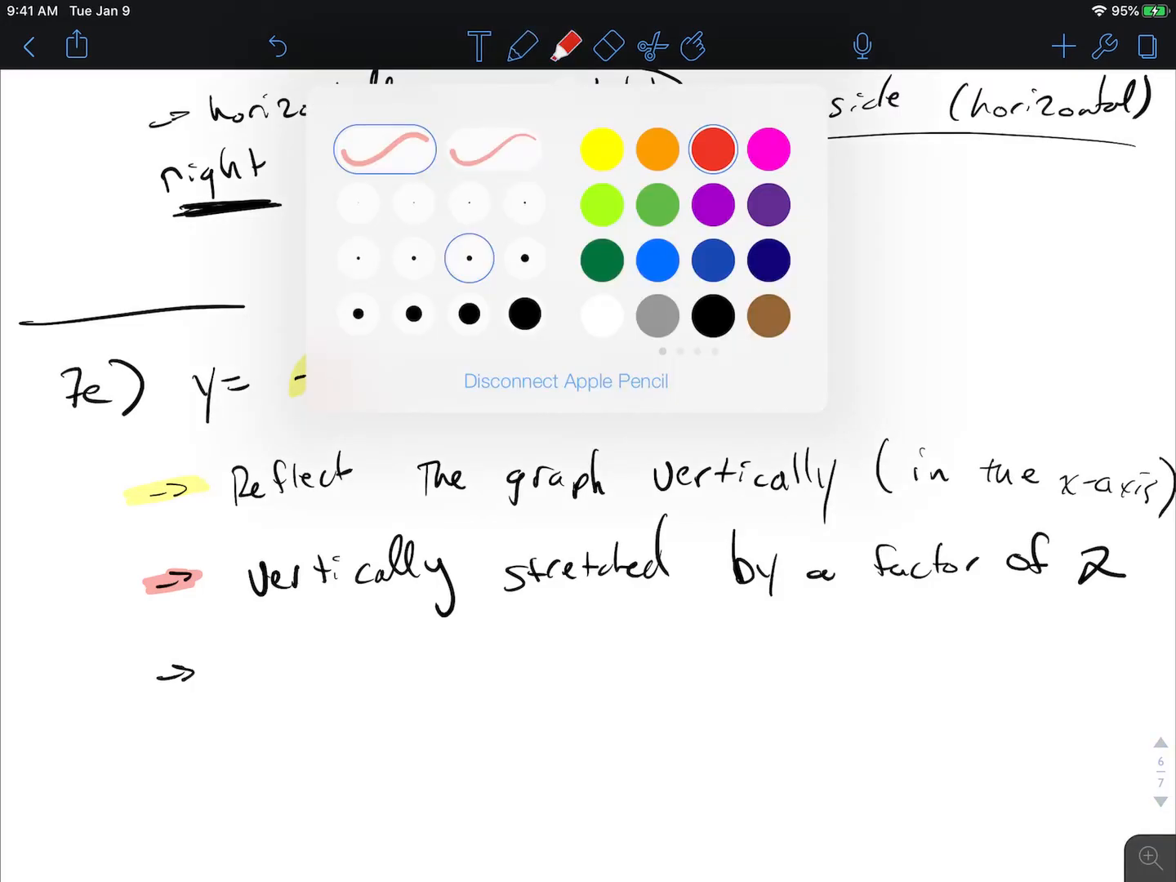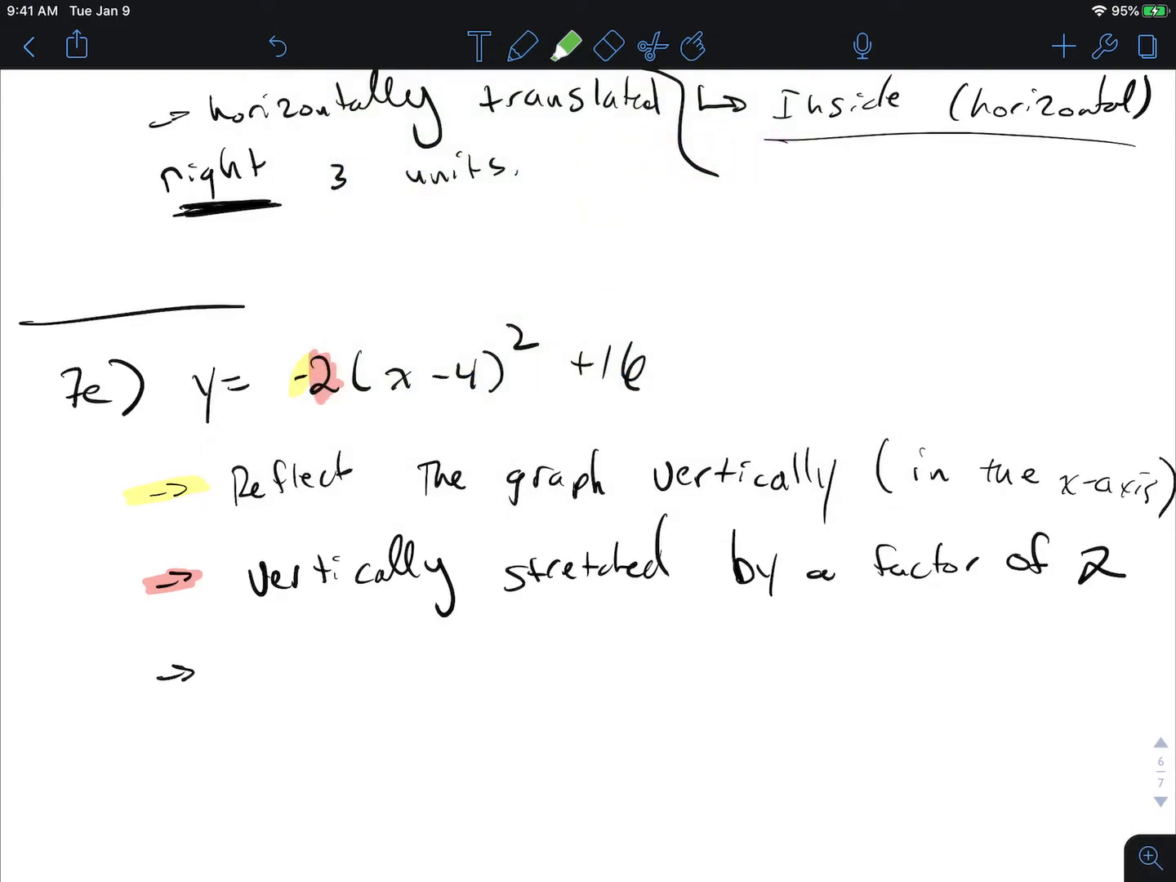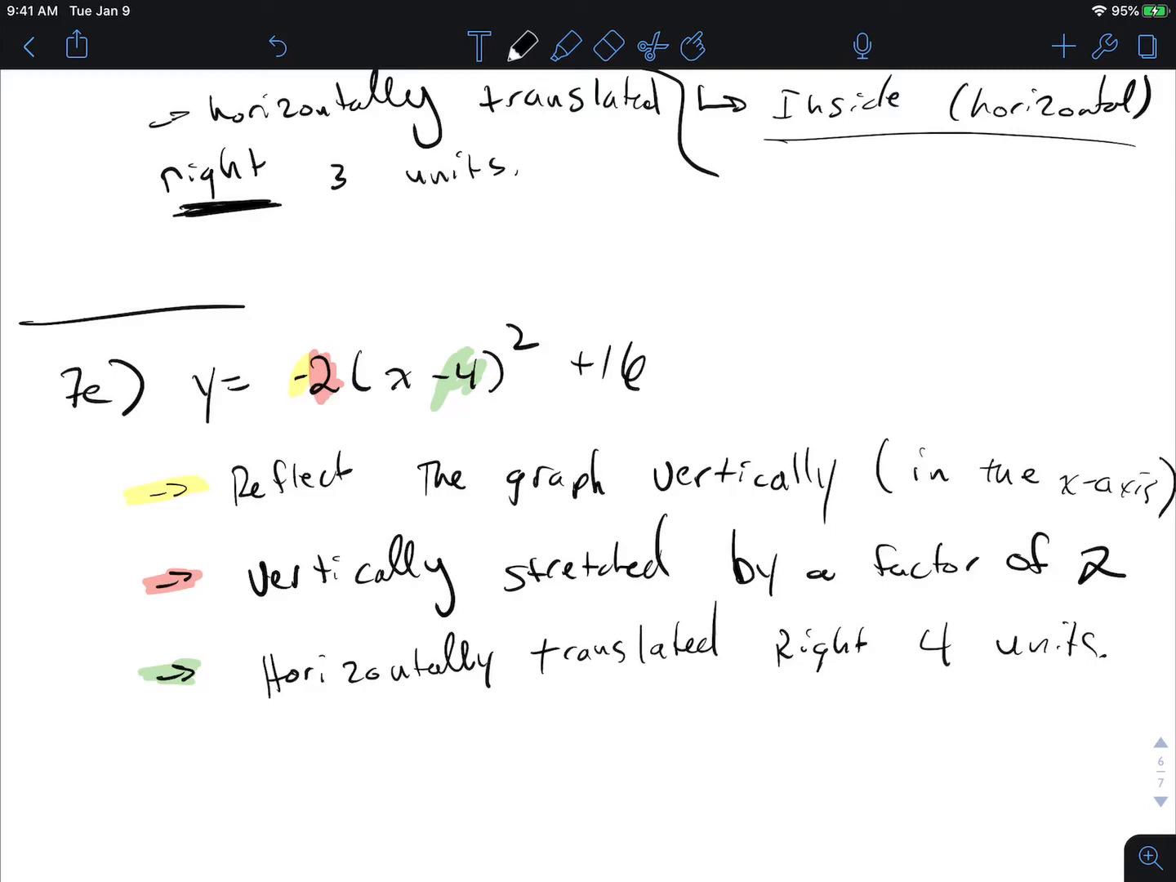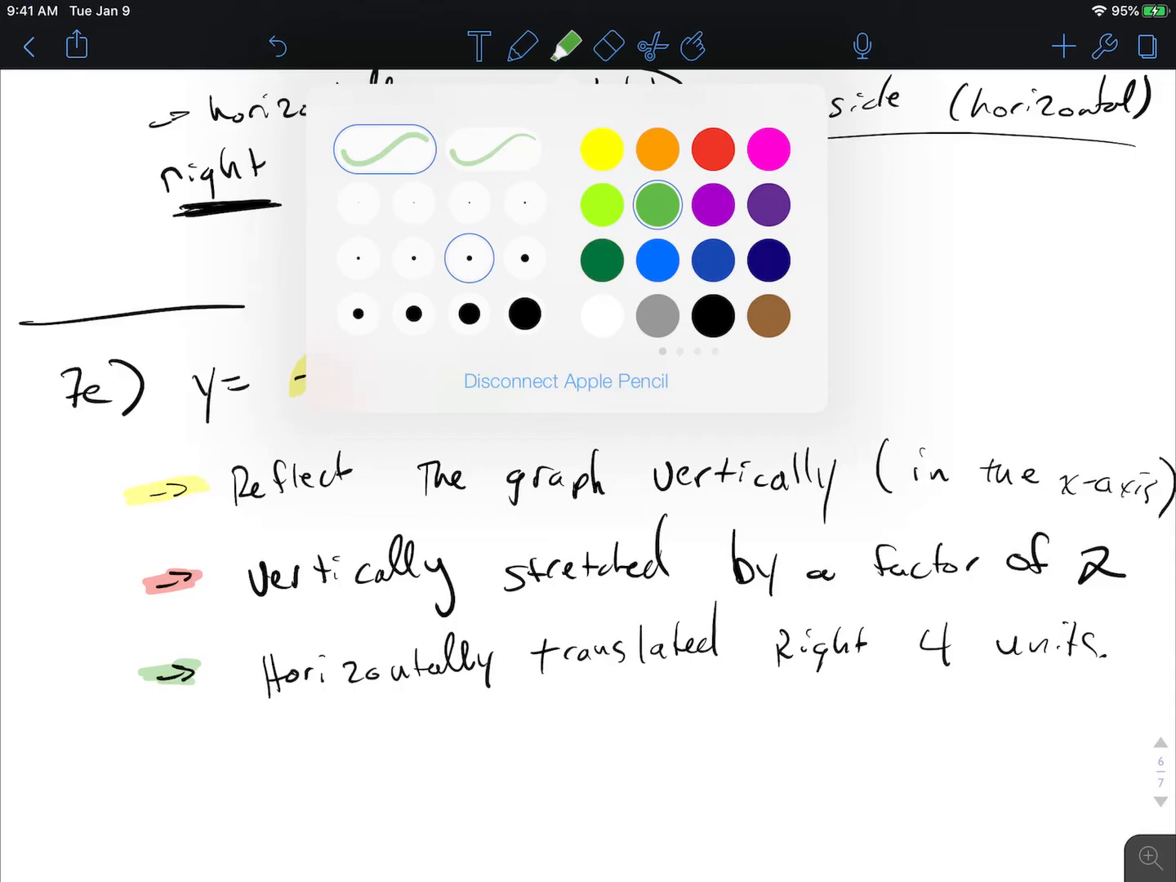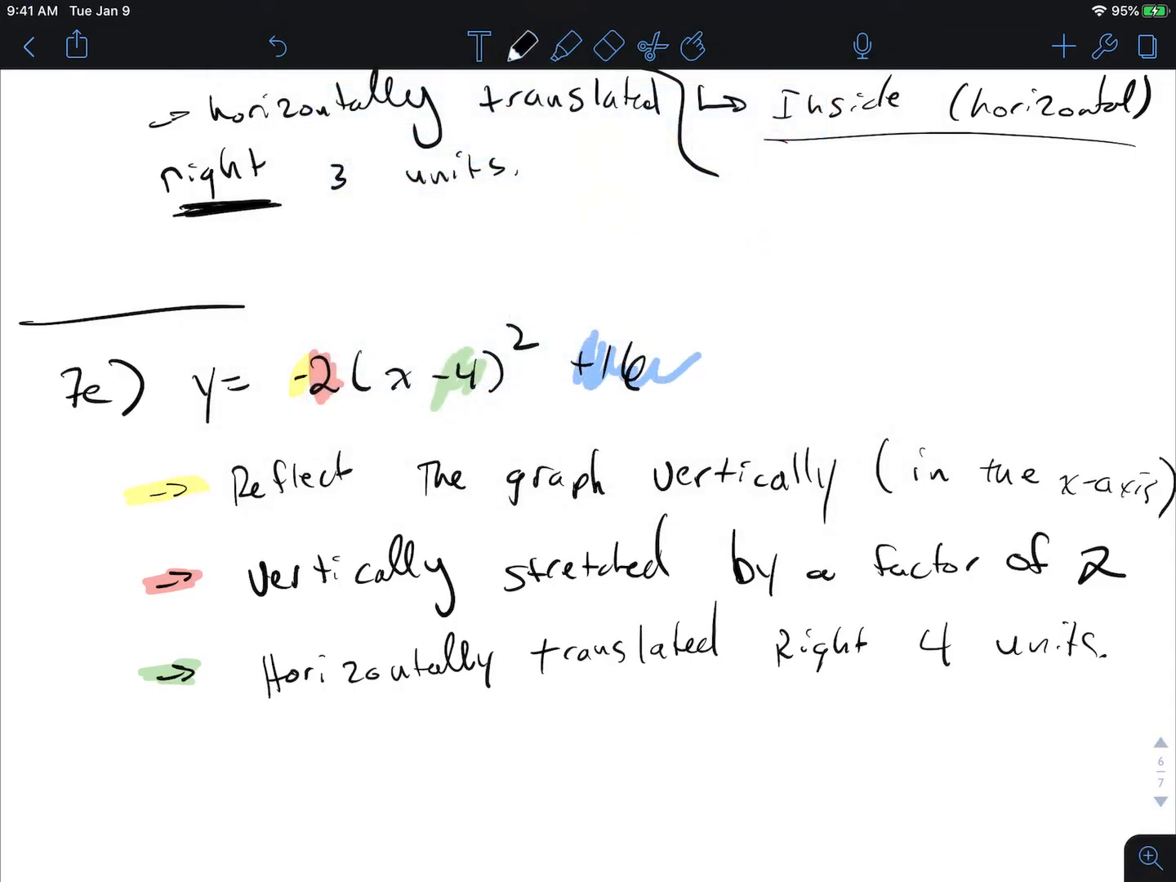Okay. Then the next thing, so you're halfway now, is this piece here, the h value, so horizontal, like what we did up top. So it's horizontally translated right 4 units. And then the last one is the easy one. That's q, which we know as being the vertical piece. So we're going to say vertically 16 units up.